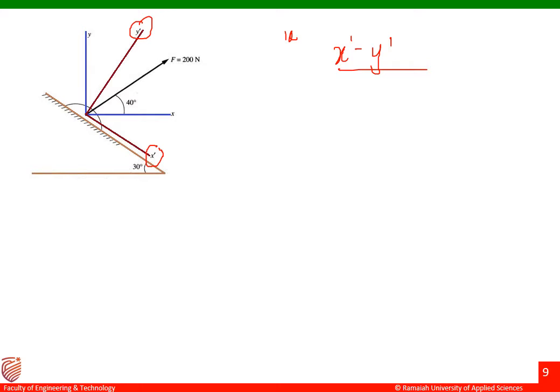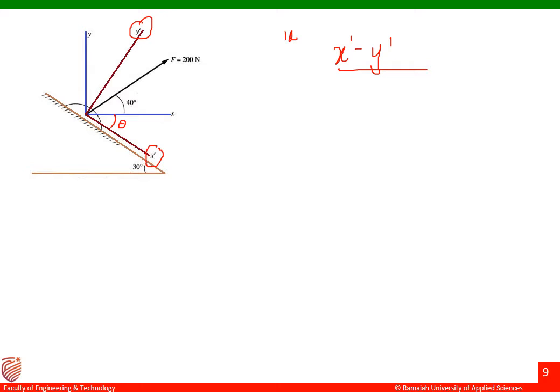Okay, so now we have to make sure that theta should be between the force and the x dash axis. Now we don't know what this angle is here. Suppose we know this angle, we can add 40 degrees plus theta degrees, and then we can easily find the angle made by force F with respect to the x dash axis there.